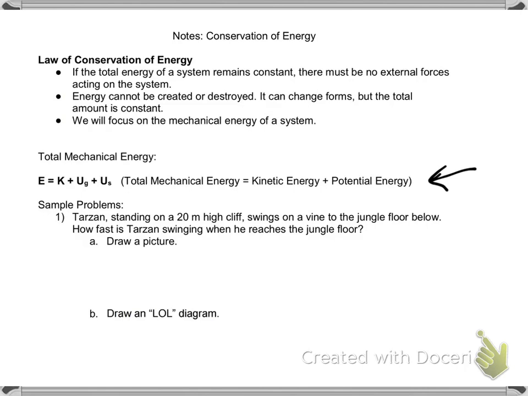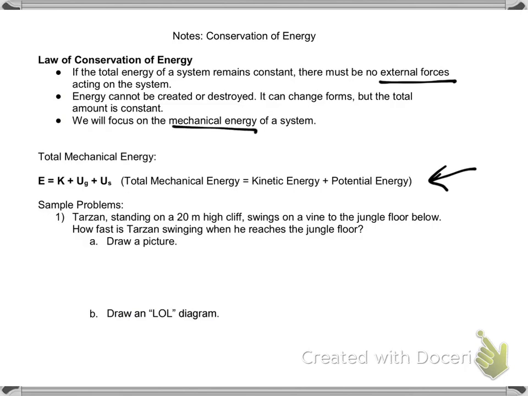So what are we talking about? We're talking about the law of conservation of energy. If the total energy of a system remains constant, there must be no external forces acting on the system. That's going to be important, because that's going to designate what we need to have in the system. So no external forces, energy must remain constant. Energy can't be created or destroyed. It can change forms, but the total amount has to remain constant. Again, if that is true, then we know there are no external forces.